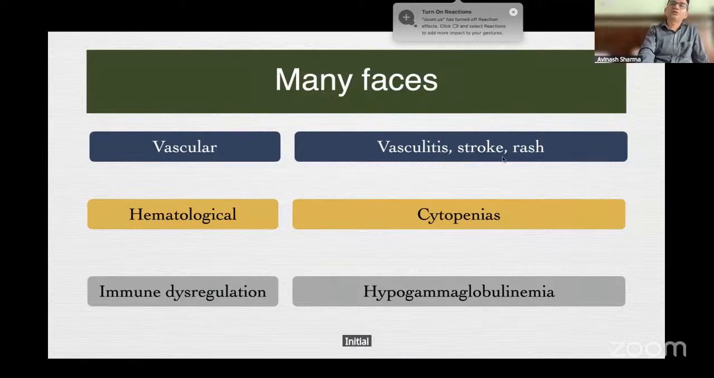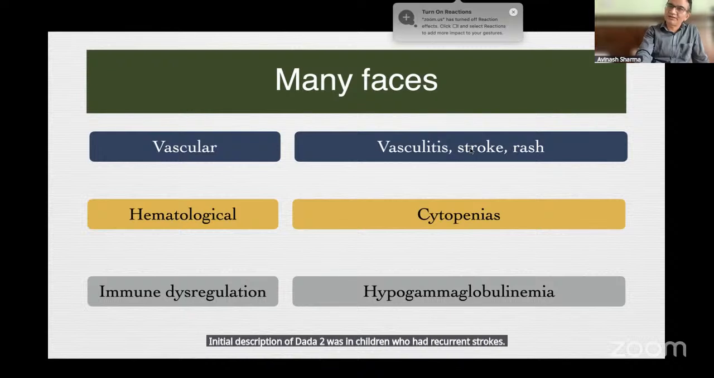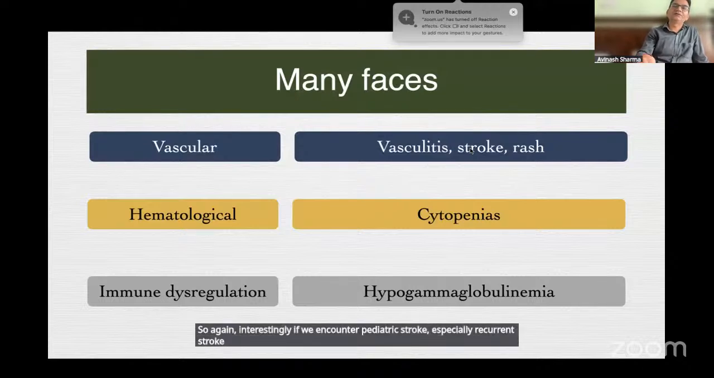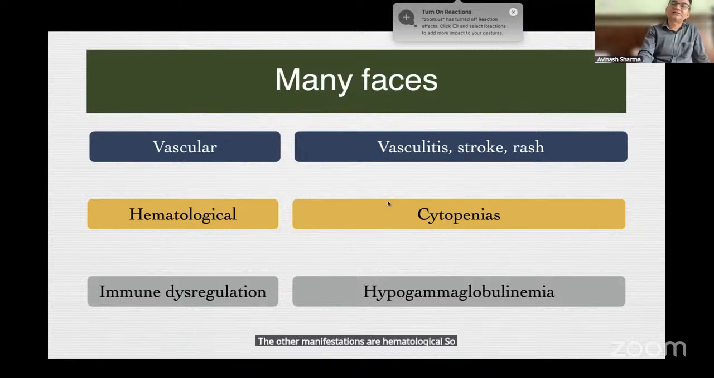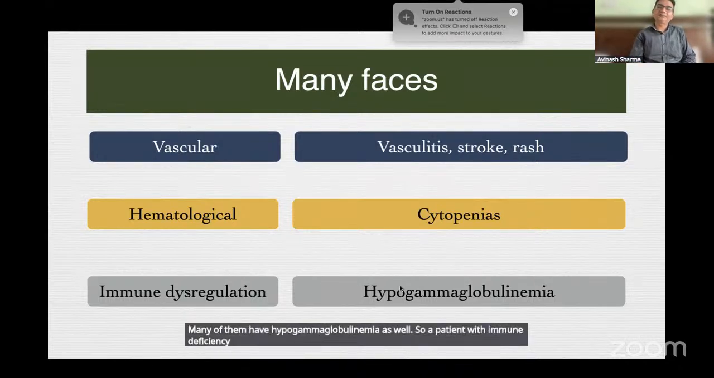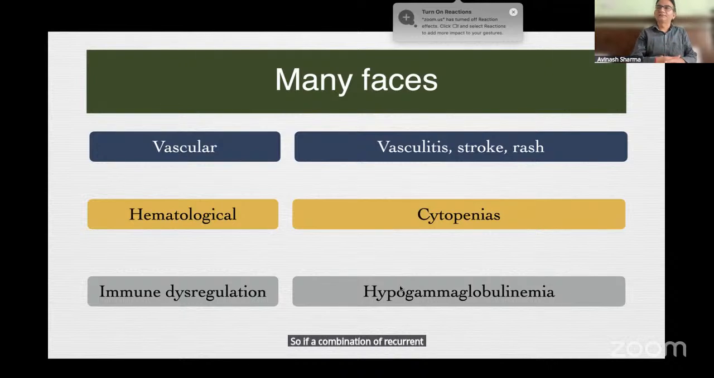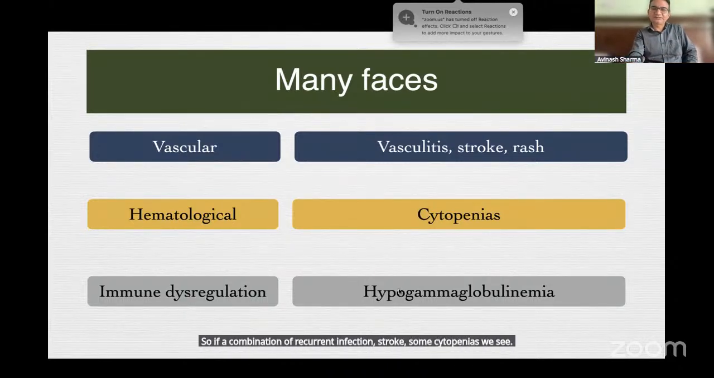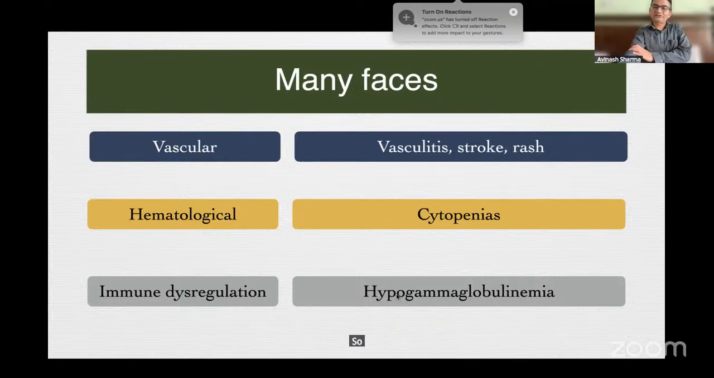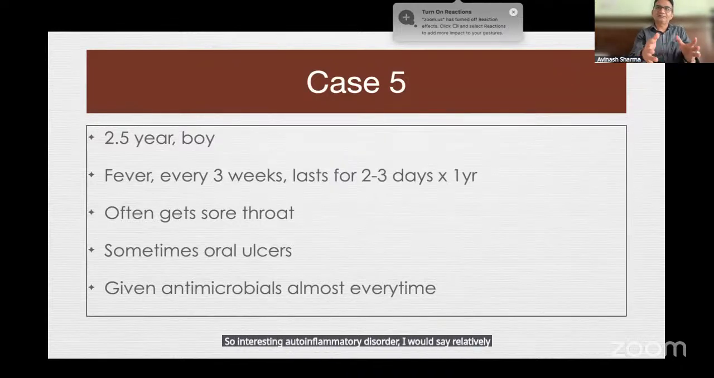Initial description of DADA2 was in children who had recurrent strokes. So again, interestingly, if we encounter pediatric stroke, especially recurrent stroke, DADA2 may be one of the first possibilities. The other manifestations are hematological. So if a child has unexplained cytopenias, it may again be a situation where we can think of DADA2. Many of them have hypogammaglobulinemia as well. So a patient with immune deficiency, recurrent infections, that may be the only manifestation of DADA2. So if a combination of recurrent infections, stroke, some cytopenias we see, then probably DADA2 is the thing to be looked at. So an interesting autoinflammatory disorder, I would say relatively common in our place as compared to the others that we have discussed.